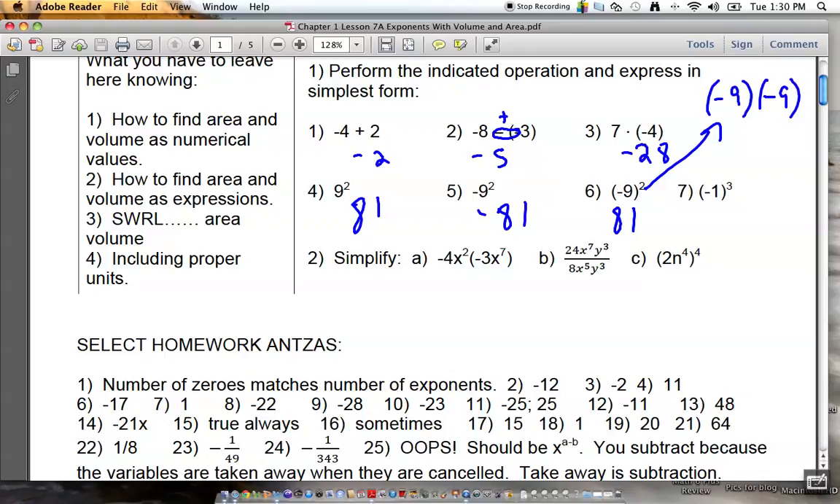9 times 9 is 81. When I multiply by a negative, I have to change the first sign. It's positive. -1 to the third power. Mr. Roach. I got -1. -1 is correct. Very good. Any questions on 1 through 7? If you can get all of those right. Did anybody get all of those right? Man, that's awesome. That's really, really good.